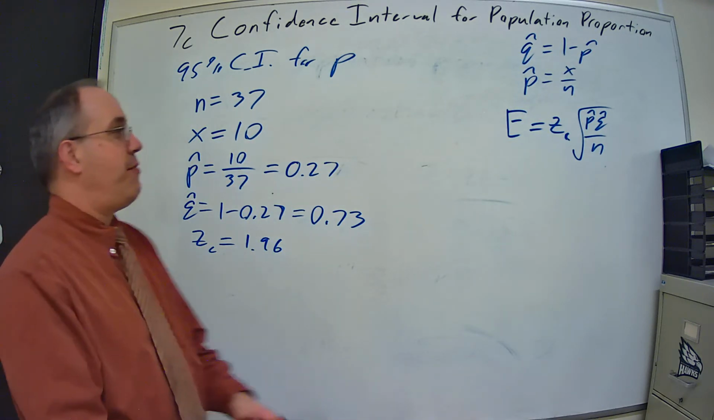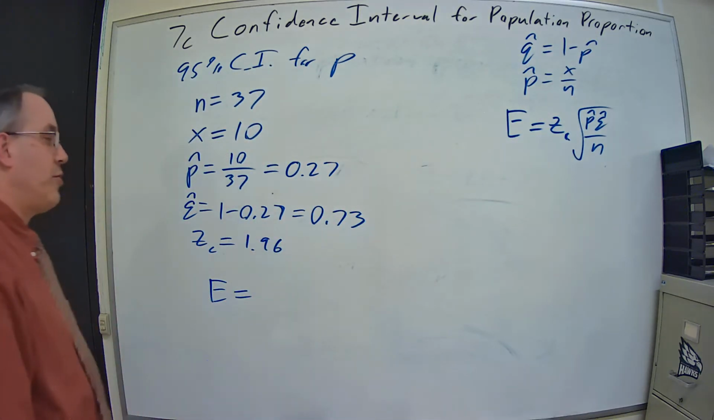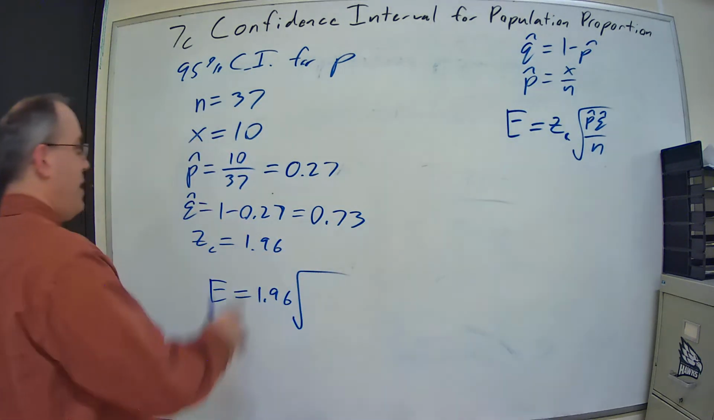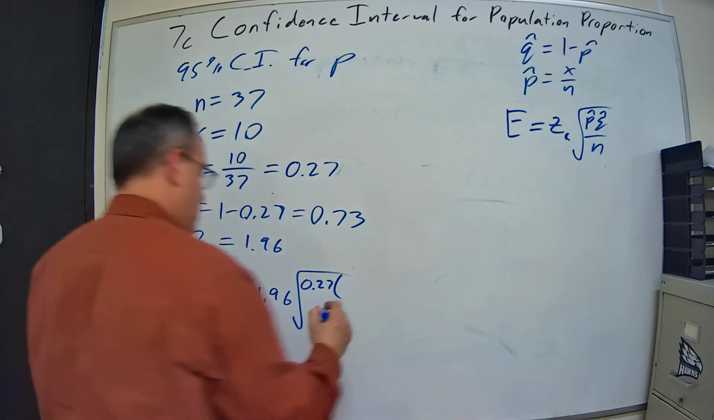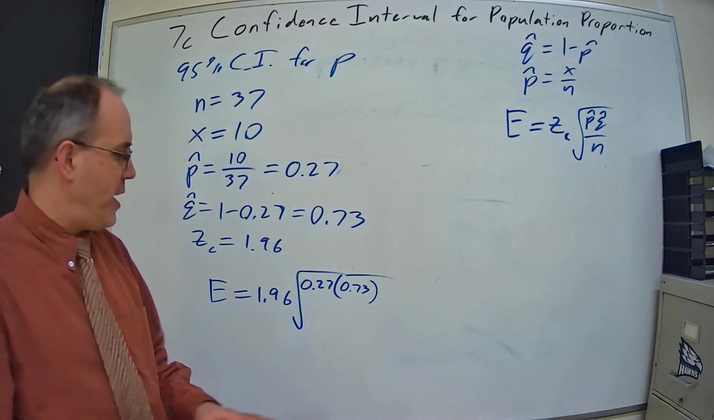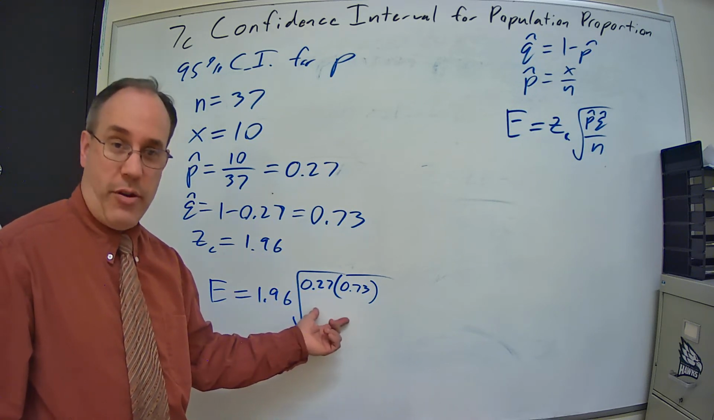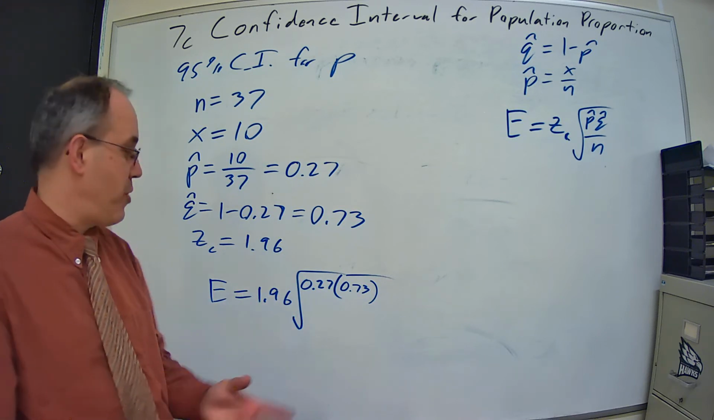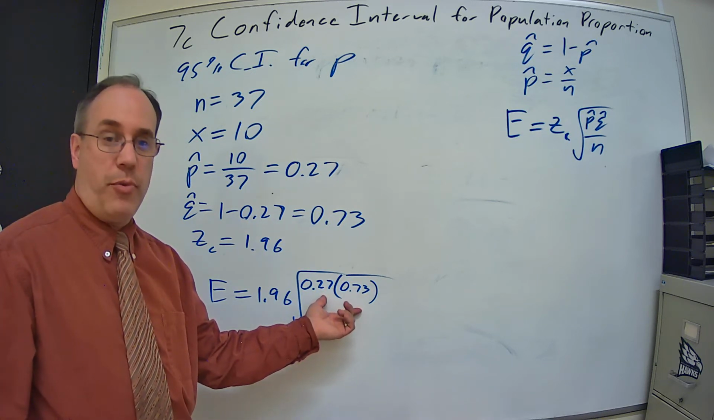And now that we have that, we have everything we need to find our margin of error. Margin of error is equal to Z sub C, 1.96, times the square root of P hat, 0.27, times Q hat, 0.73. And just to take a moment to point out, these are multiplied together, but if we were to add those two numbers, they should add up to 1. So that's a little sanity check to make sure you're doing things right. This number plus that number should add up to 1. But we're going to multiply those two numbers.